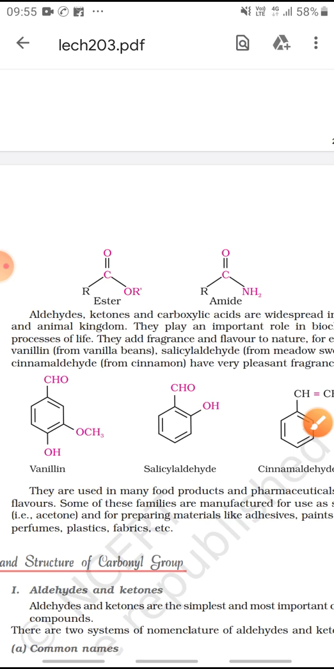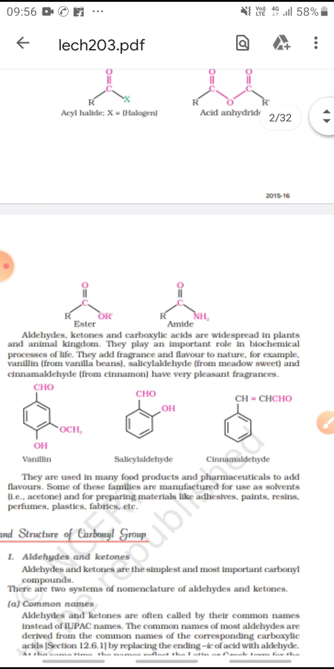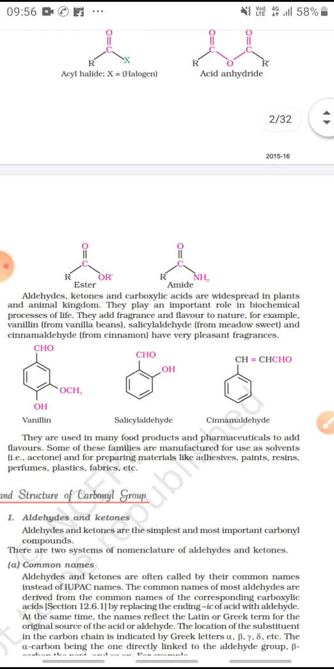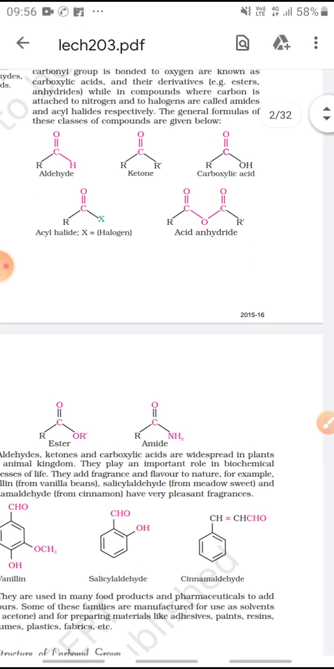Now, children, these aldehydes, ketones and carboxylic acids are widely present in the plant as well as the animal kingdom. Most of the biochemical processes involve the presence of these carboxylic acids, or you can say aldehydes or ketones. For example, they add fragrance and flavor to nature. For example, vanillin, which is extracted from the vanilla beans.